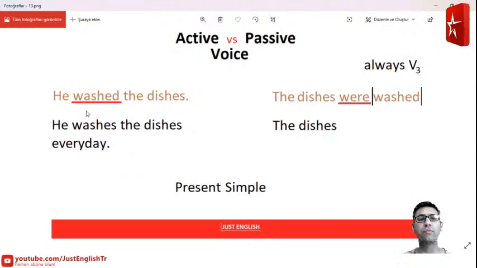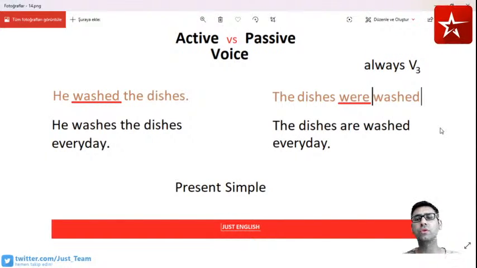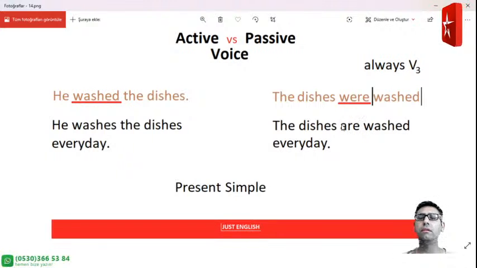As you know before, he washes the dishes every day. This is active voice that we made these kinds of sentences in before, and the passive voice, the dishes, remember we are going to use to be, but we need to use the right one here: are washed every day. See, again, washed, it's past participle. This is not verb 2, this is verb 3, but because it's present simple tense we are using are.